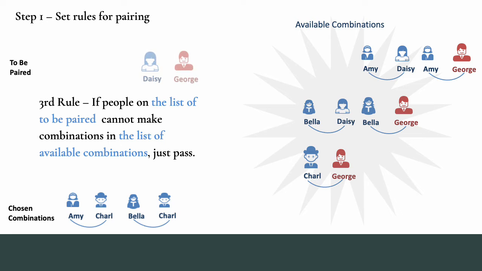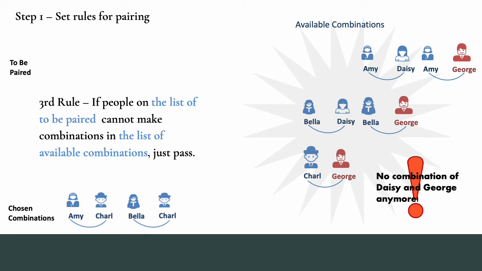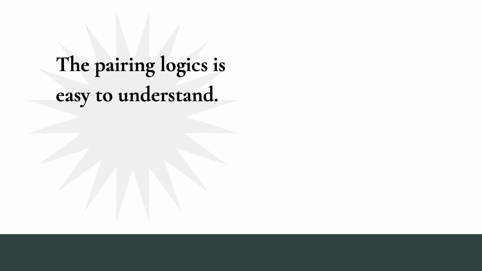Surprisingly, we cannot find a group of Daisy and George from available combinations on the right. Yeah, if you have good memory, you will know Daisy and George have been paired in the first event. So in this situation, we just ignore these 2 people and now we complete the second round of pairing. This time, we only have 2 groups: Amy and Chow, Bella and Chow.